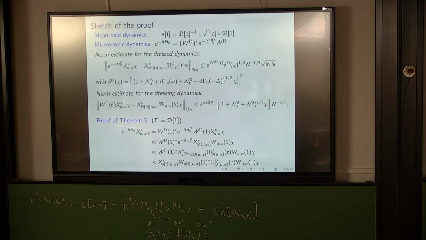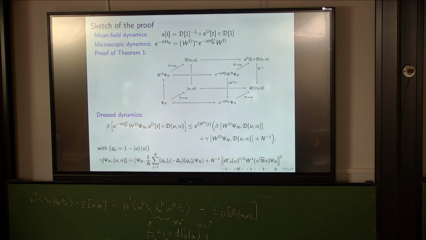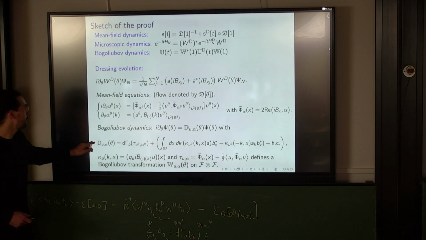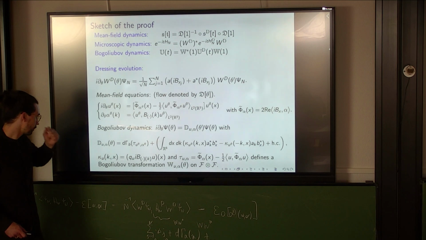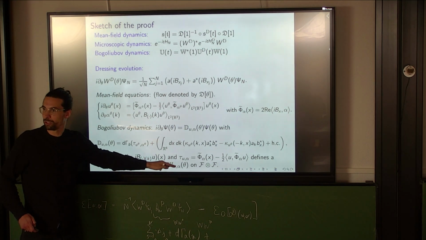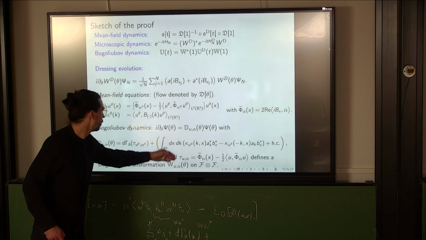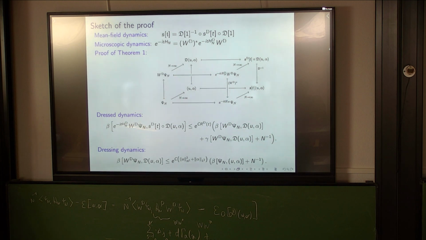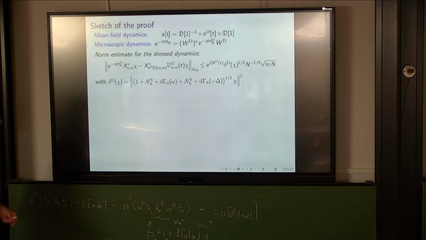Sorry, I maybe should have pointed out that from the stressing evolution, the unitary operator for the time evolution is denoted by W theta. So this is the Bogoliubov evolution of this stressing evolution. And this does not yet enter here in this norm estimate, but we will see in a second why it enters.